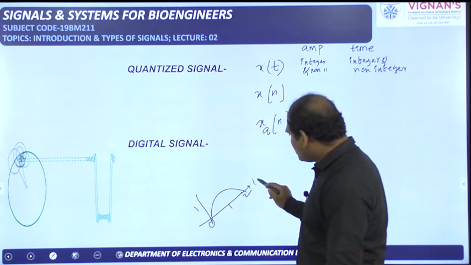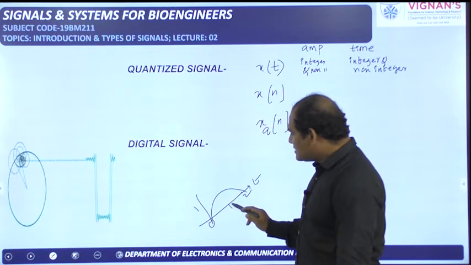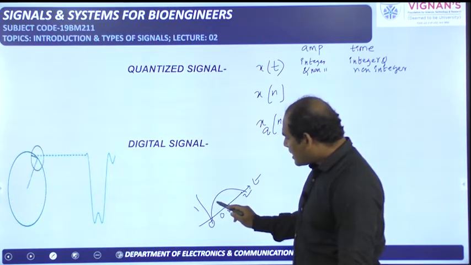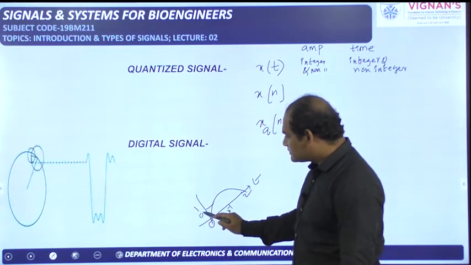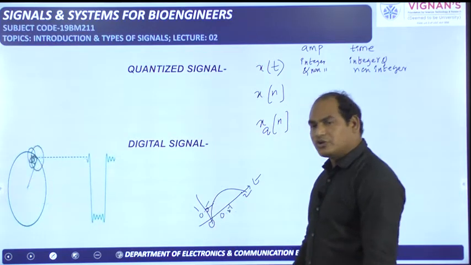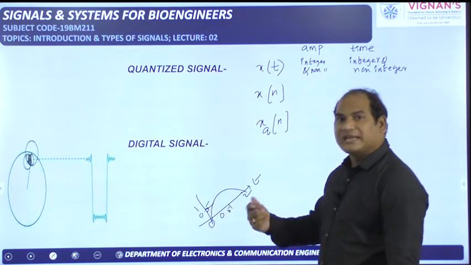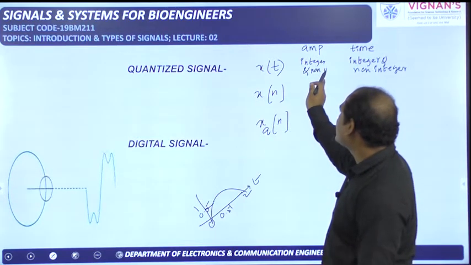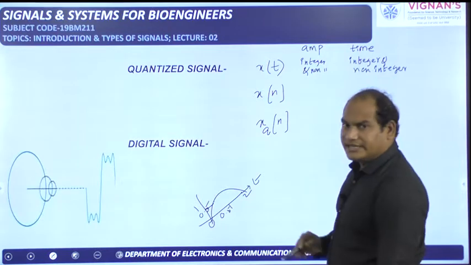At t is equal to 0, amplitude is 0. At t is equal to 1, amplitude is 1. At t is equal to 0.5, amplitude is 0.5. So amplitude can also be a non-integer value. In case of continuous signal, amplitude can be integer and non-integer. Time is also integer and non-integer.